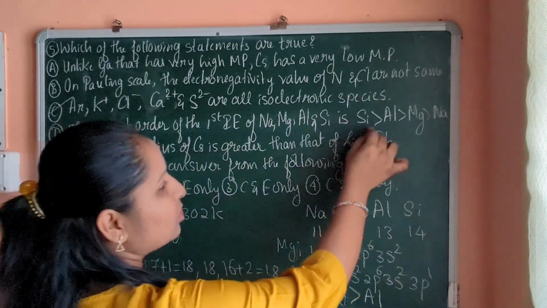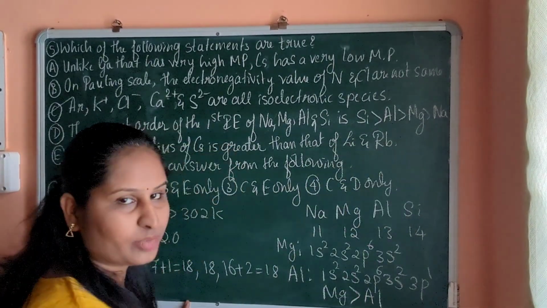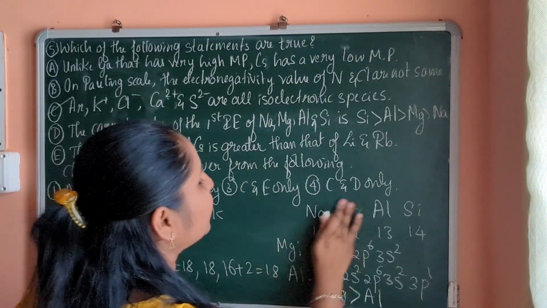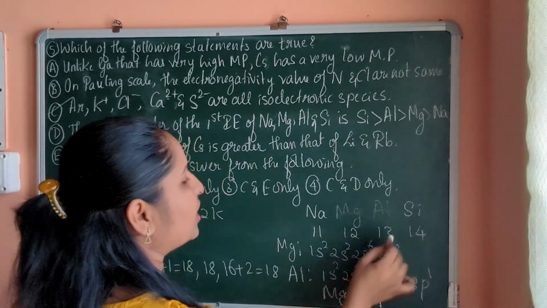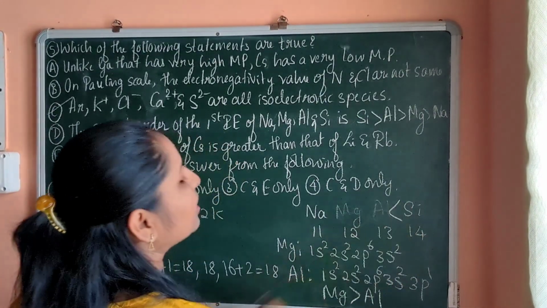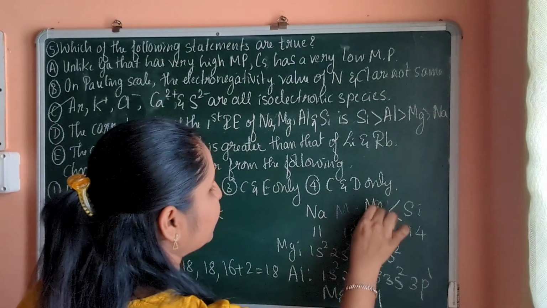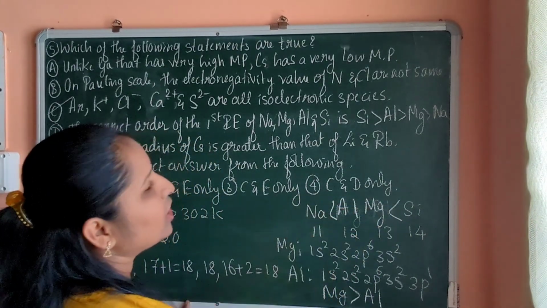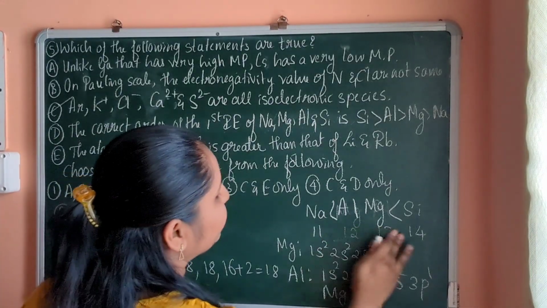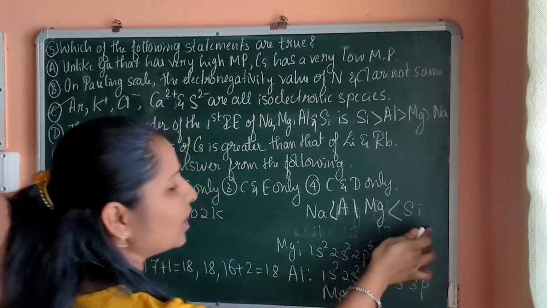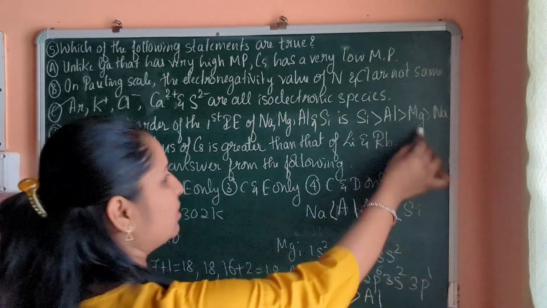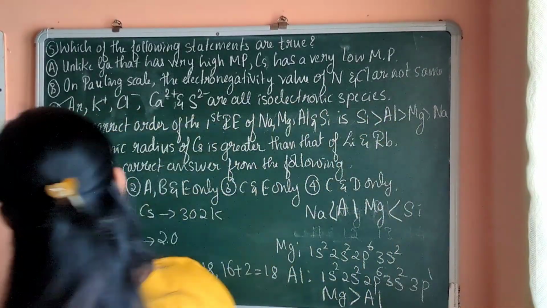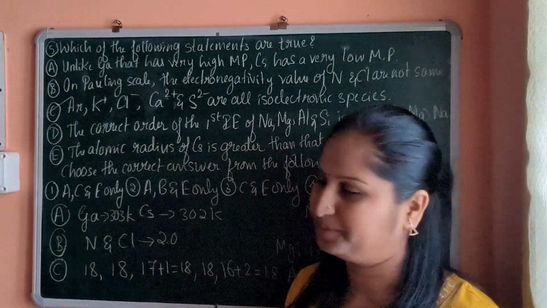Hence this is not the series that has to be considered. Which one should it be here? The highest ionization enthalpy is for silicon, then magnesium, then aluminium, then sodium, like this. So the ionization enthalpy should be considered like this, but the given one is the wrong order. So D is also a wrong statement here.